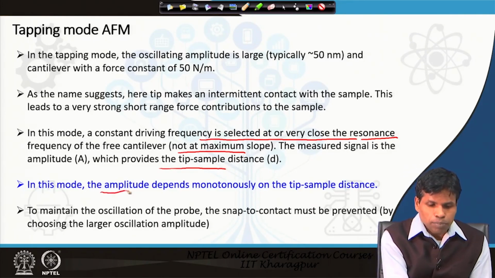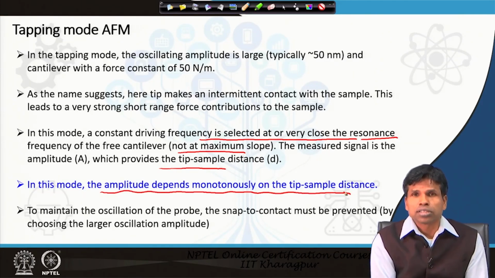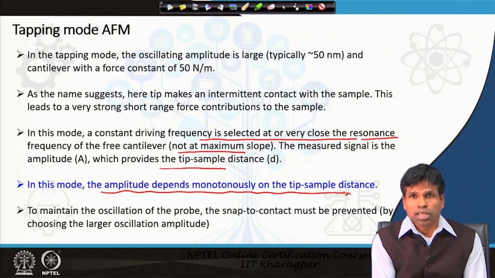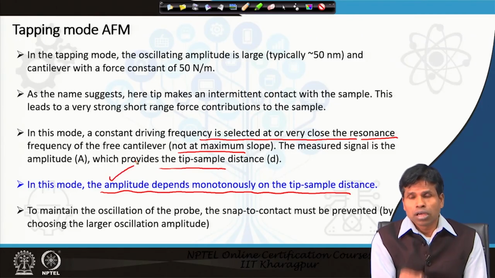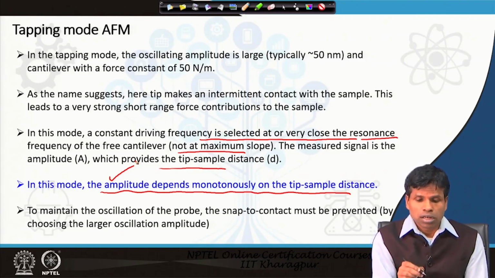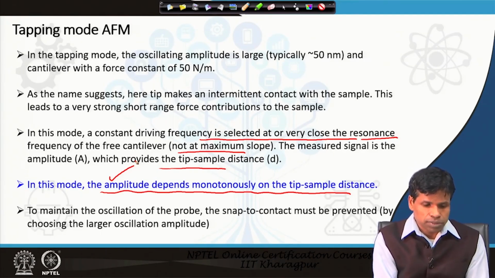In this mode, amplitude depends monotonously on the tip sample distance. So, amplitude keeps on changing monotonously as the tip sample distance changes. So, by measuring the amplitude at different locations above the surface, we can know the tip sample gap, and thereby we can create a 3-dimensional image.